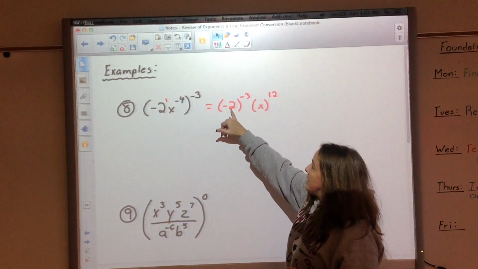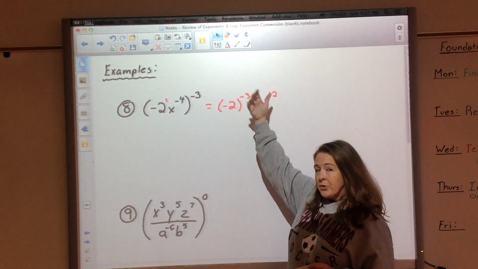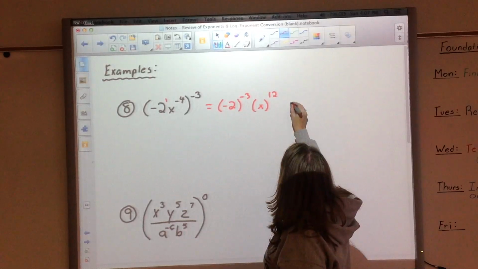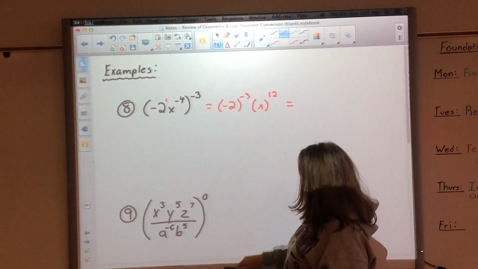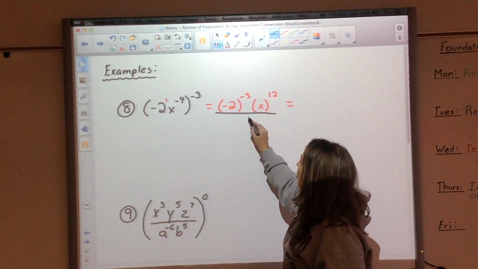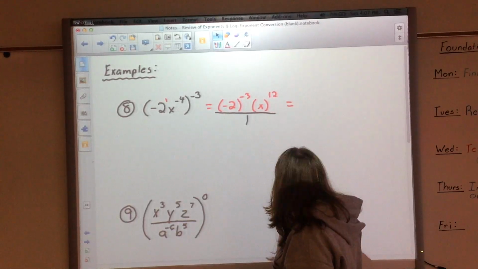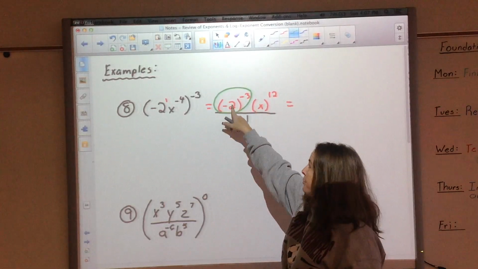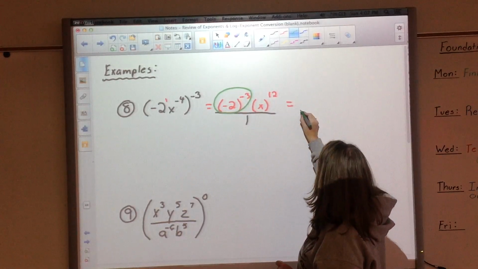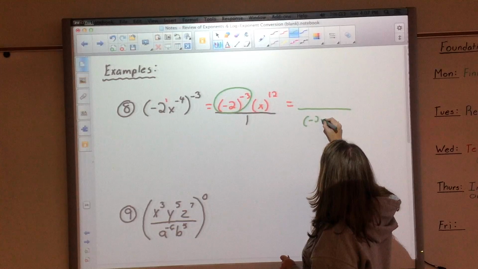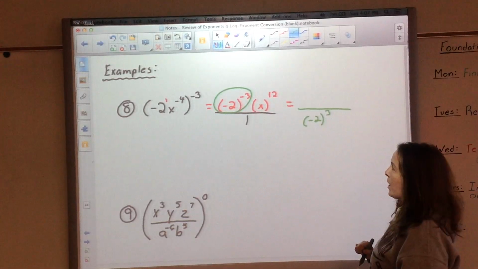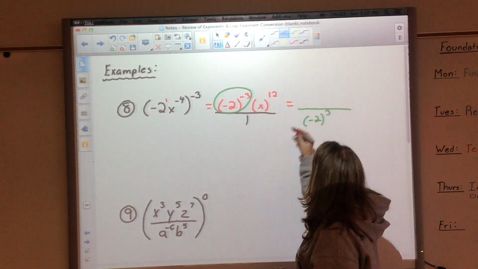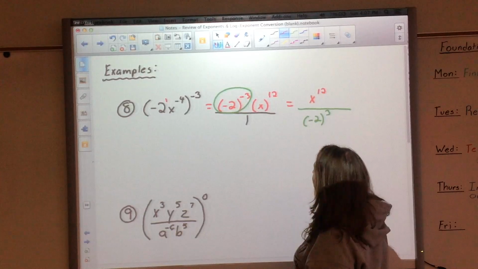So we look at this, and this is going to be negative 2 to the negative 3rd power. The first thing I'm going to do is take care of that negative exponent, so we don't have to worry about that anymore. Right now, this is understood to all be over 1. So we have this thing that needs to go from the top into the bottom of the fraction, which is going to give us a negative 2, but now it's going to be to the positive 3 power. This has a positive exponent, so it is good to stay right where it is. So we have x to the 12th power.